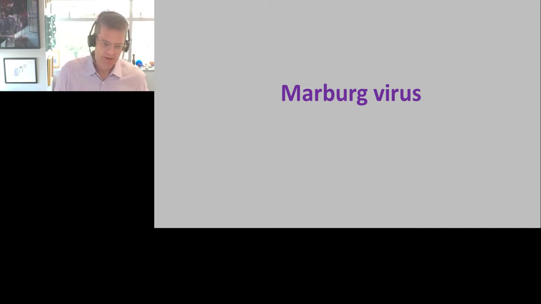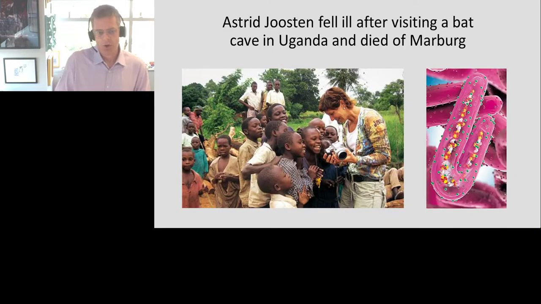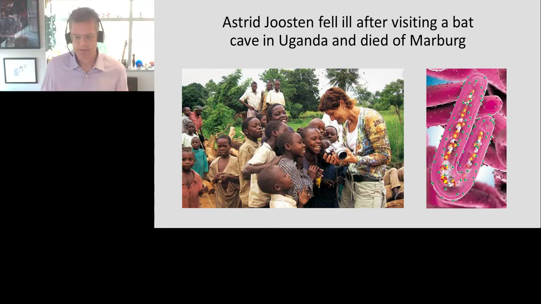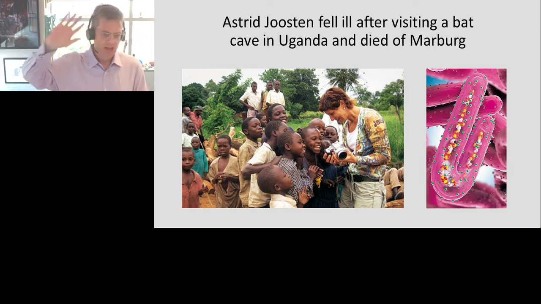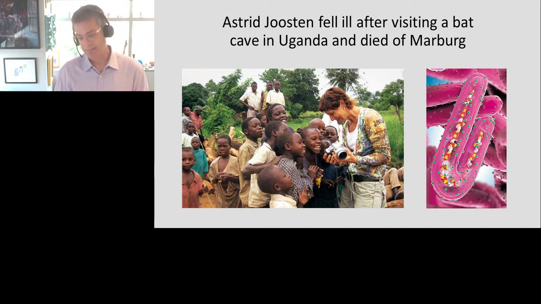This story is quite interesting. There was a woman, Astrid Joosten, from the Netherlands, who, with her partner, traveled to Uganda on safari. This is a picture of her while she was on her vacation travel. And she visited a cave in Uganda where fruit bats congregate, and there's about 40,000 fruit bats in this cave, and so she visited to see the animals. And then left the country, went back to the Netherlands, and died fairly rapidly afterwards. And Marburg virus was isolated from her blood.